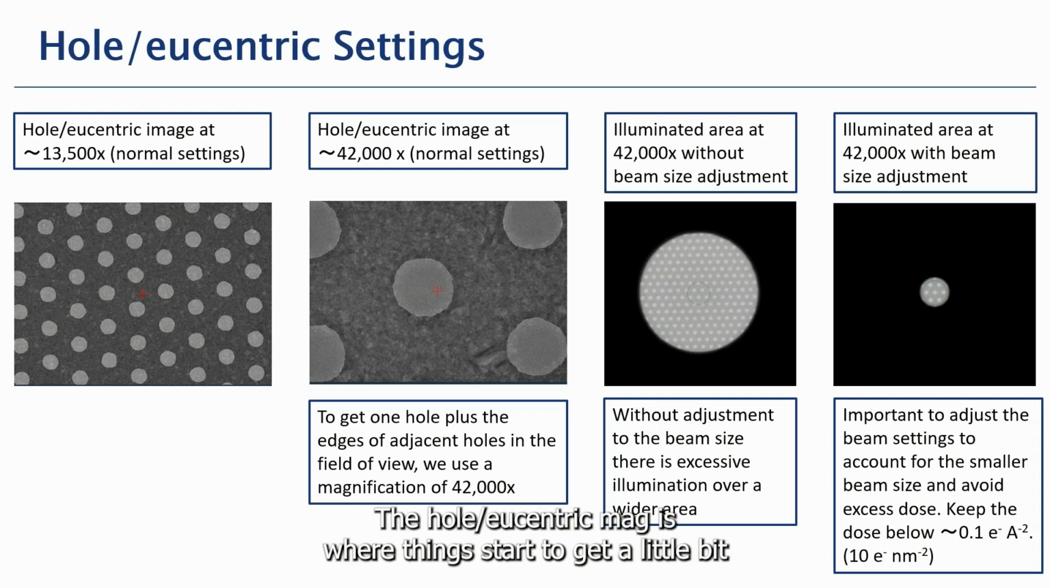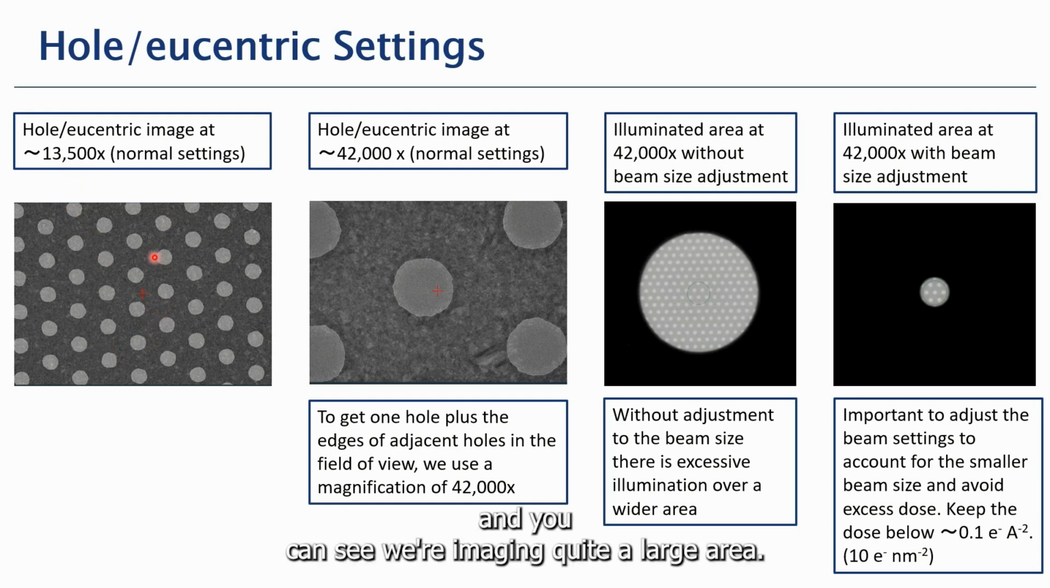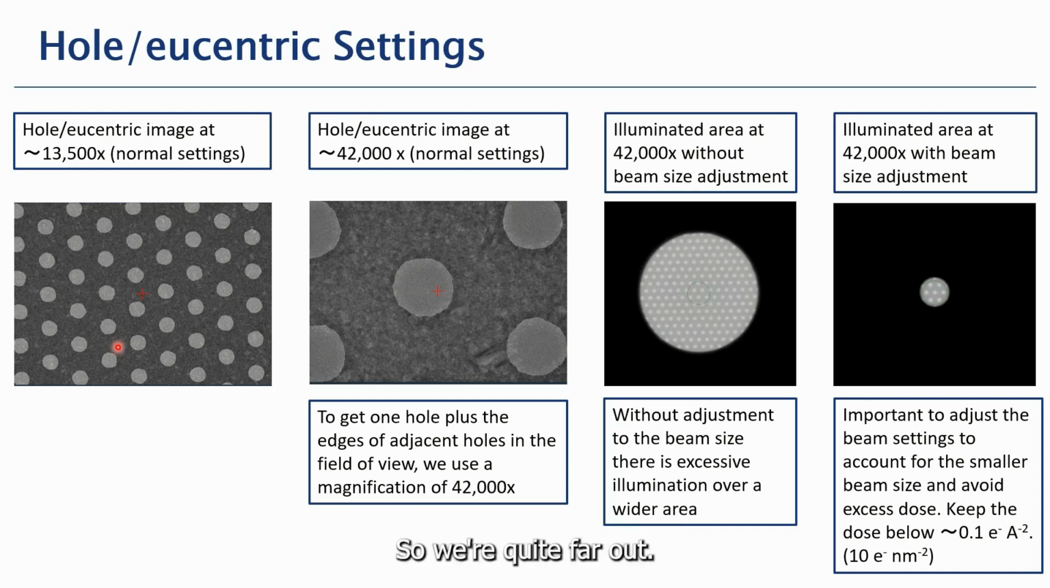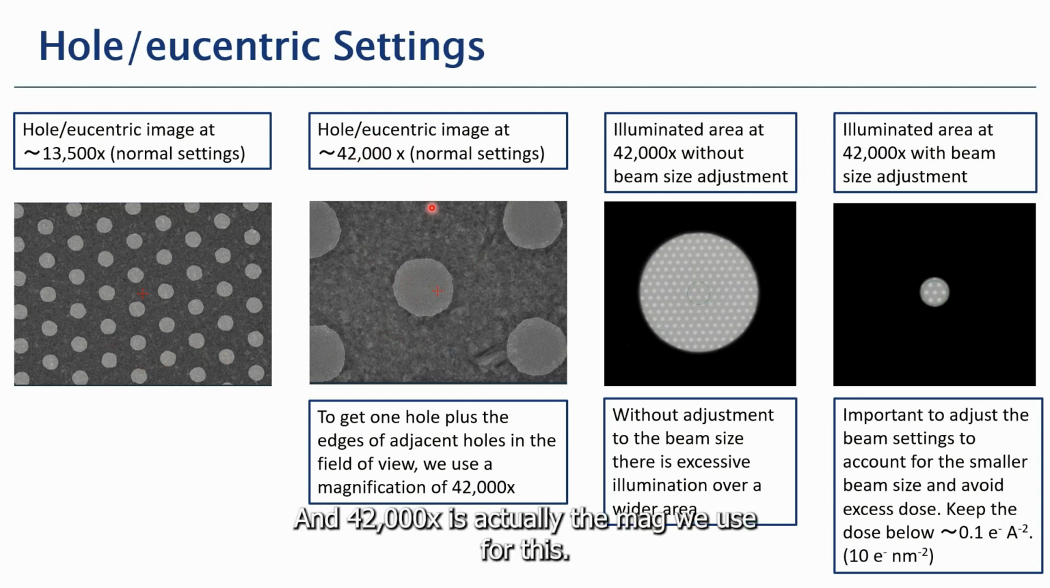The hole-eccentric mag is where things start to get a little bit more involved and important. So this image here on the left is an image taken at what we use for our normal settings. This is about 13,500x mag. And you can see we're imaging quite a large area. I was always taught that at this mag you want one hole and then bits of surrounding holes. So we're quite far out. And obviously the intuitive thing to do is to increase the mag to get that single hole in the image. And that's what we see here in the second image. This looks quite nice, and 42,000 is actually the mag we use for this.